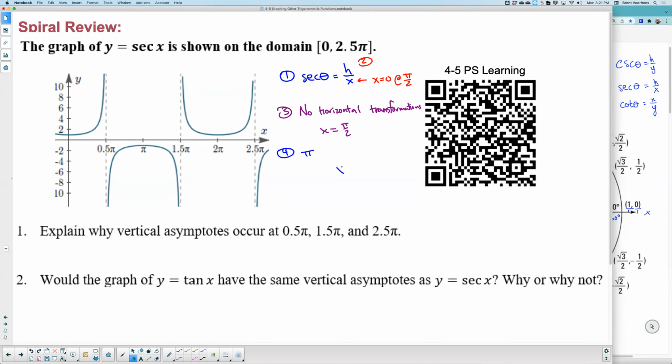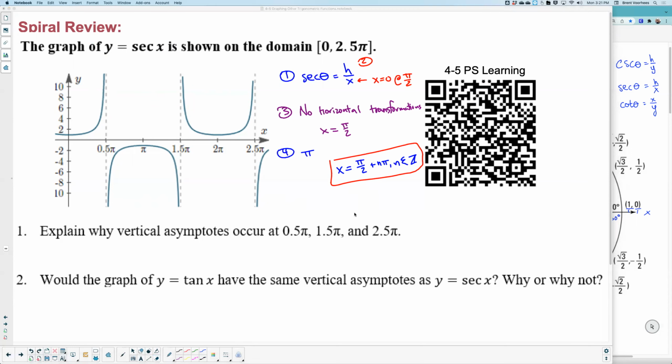And so when we put our answer together, it would be at every pi over 2 plus n pi, where n is an integer. So that would be our equation that would find all of them. It just says take half a pi and then add a whole pi. So half pi, 1 and a half pi, 2 and a half pi, and so on. That would work all the way through.